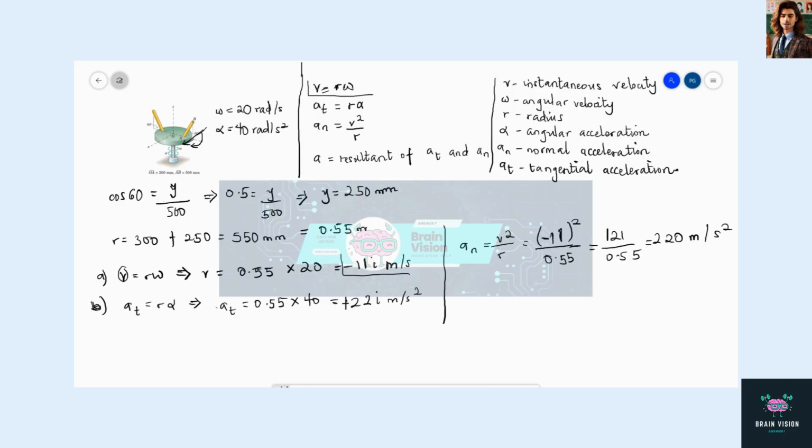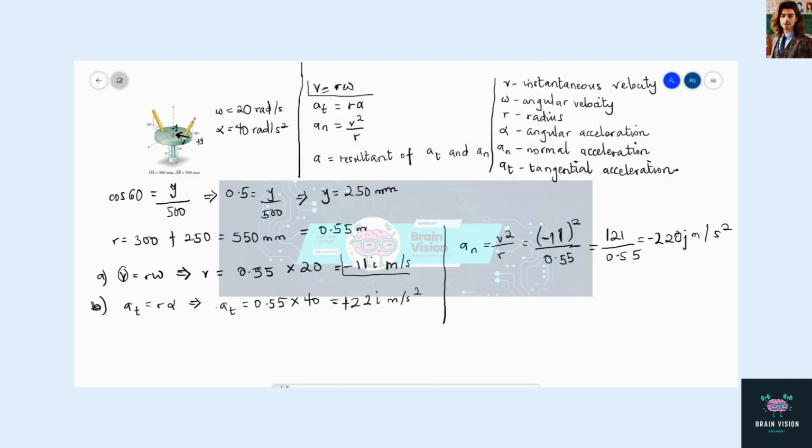And also, we're taking direction into account. So the centripetal acceleration, which is the normal acceleration, is going to be directed right here towards the center. So this is actually the negative y direction, and this is the positive y direction. So we are in the negative y direction. So this is going to be negative 220, and since this is y, this is going to be j.